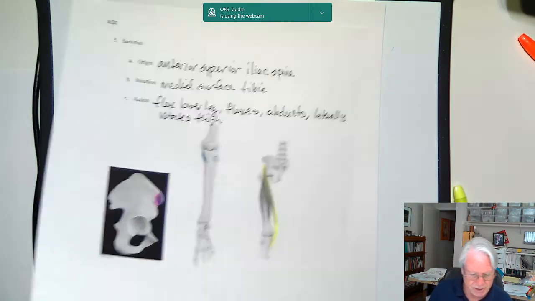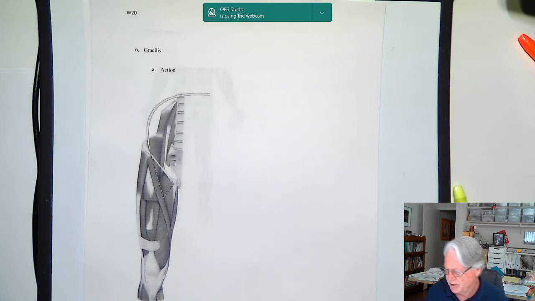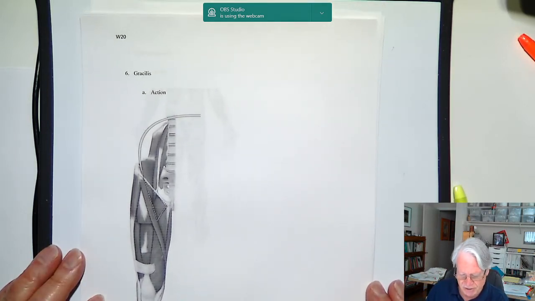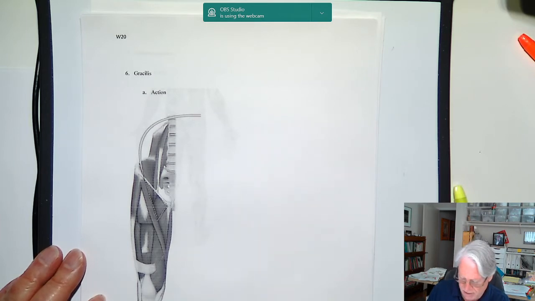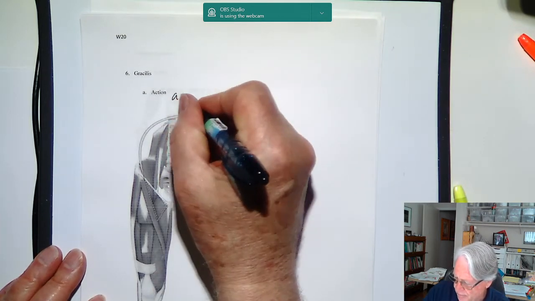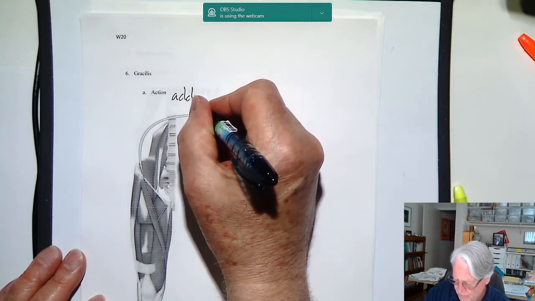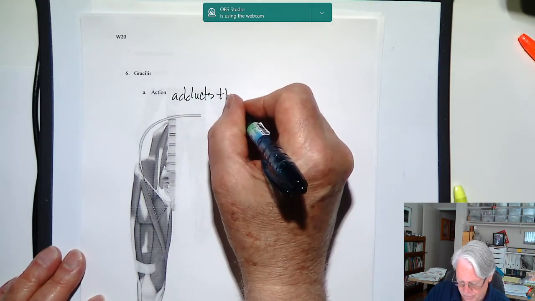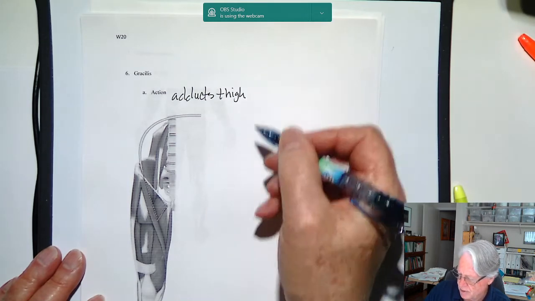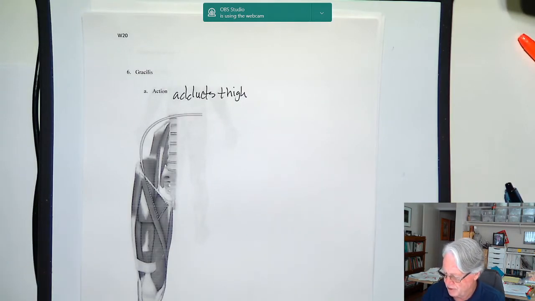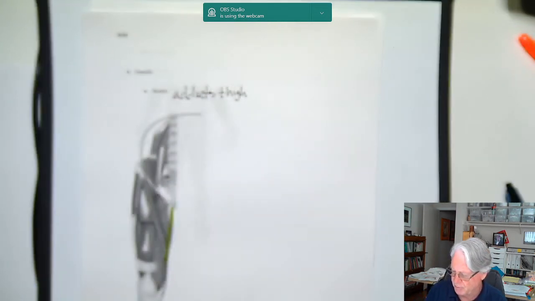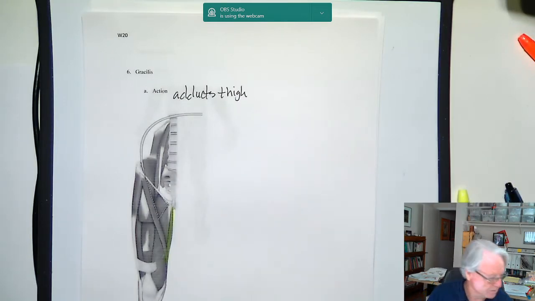The next muscle is the gracilis, and all we need to know right here is the action, and this is going to adduct the thigh. And here we can see that muscle right here. It's a very thin, flat muscle.